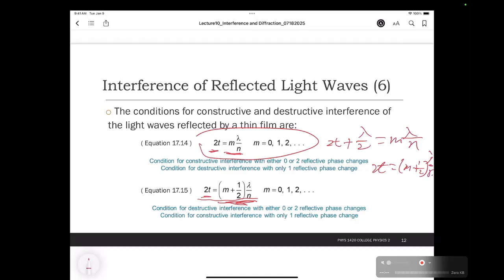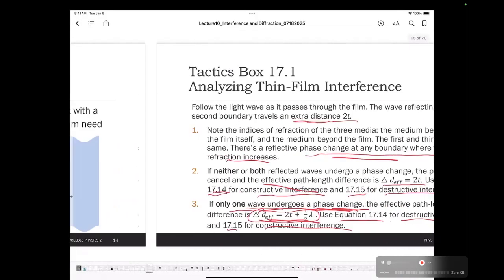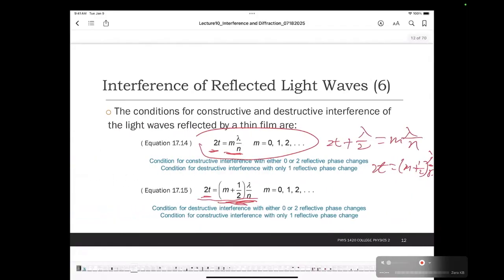Does it make sense to you? Any question? Does it make sense to you? Because here the lambda should now be the original lambda divided by n. Does it make sense to you? Because in the film, the lambda will change, and you can see here you just got this one. It's just the same thing here, am I right?